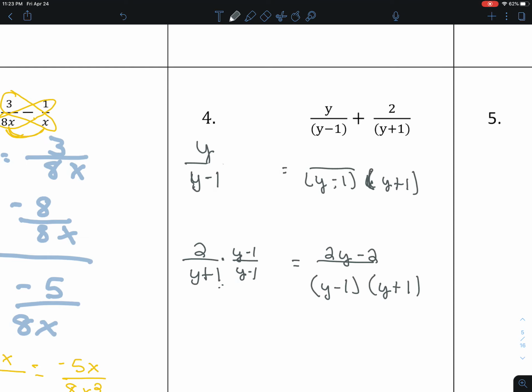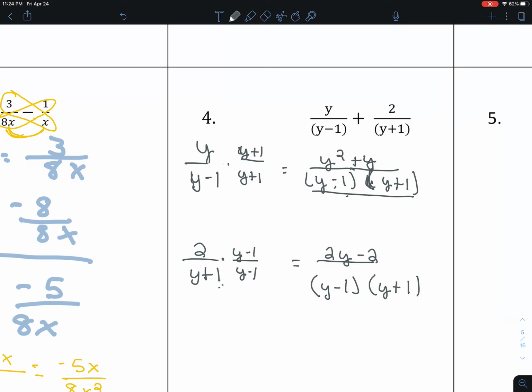The same thing here. What did I multiply y minus 1 by to get this new denominator? Well, I multiplied it by y plus 1, which means I have to do the same thing at the top, multiply it by y plus 1, because I have to always multiply by 1. And if you cancel those two out, it would just be 1. So that gives me y squared plus y.